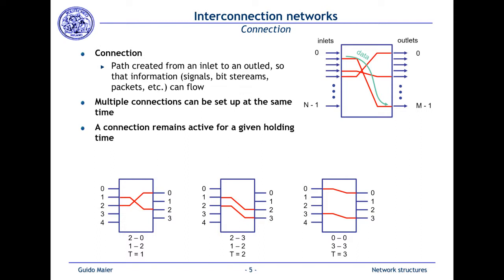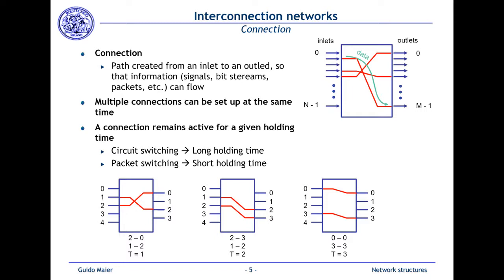For example, here is a simple switching matrix. You see that at time one, you have connections 2 to 0, 1 to 2; at time 2, 2 to 3, 1 to 2, and so on and so forth. And typically, if this device is used for circuit switching, the holding time of the connections will be long, maybe also hours or days, depending on the usage. While when you are using the same device for packet switching, holding times are very short.